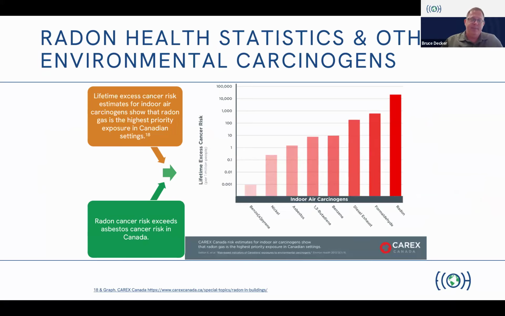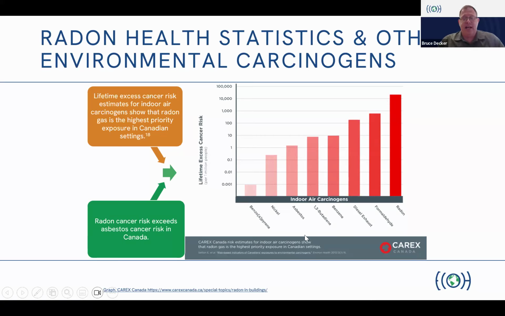So statistically, CAREX indicates that radon is the single highest priority carcinogen exposure in Canada. So it's responsible for a significant amount of cancers. It actually exceeds the lifetime excess cancer risk of asbestos exposure. So if you look at this graph here, and it's a logarithmic graph, right? If we look over at asbestos, it's about 1. And if you've ever dealt with building management, you know how regulated asbestos is and how much of a concern it is. So asbestos is 1, where radon over here is 10,000.